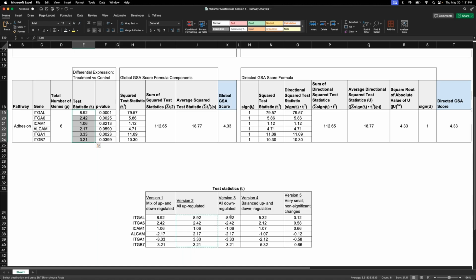So let me show you another scenario, and let me ask you a question first. In this case, we have a scenario where every gene in the pathway is downregulated. I'm going to copy and paste these into this value here, and we're going to update the global score and directed score. But what do you predict is going to happen? Think about this for a few seconds. In a pathway where all of the genes are downregulated, how is the global score going to compare to the directed score? Just think about that for a few seconds.